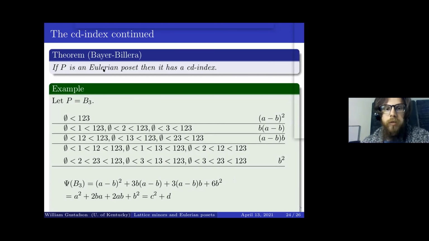Okay, and so here's an example of a CD index for you. So here's all the chains in the rank 3 Boolean algebra, and then there's their chain weights. So just sum over all the weights for all the chains. When you expand that out, you get this polynomial. So that's the AB index, and then in this case, we can write it as C squared plus D. So that's the CD index of the rank 3 Boolean algebra.